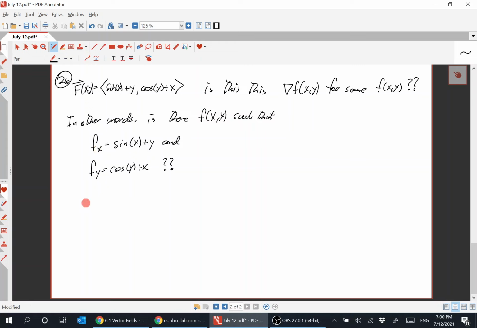Well, the antiderivative with respect to x for the first thing, right? The antiderivative with respect to x here is going to be minus cosine x plus, since y is a constant, the antiderivative would be x times y, plus an arbitrary constant. When you're talking about an arbitrary constant with respect to taking an antiderivative with respect to x, it would be just some function of y, p of y.